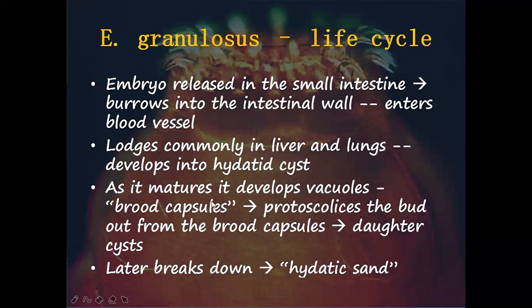Within the liver and the lungs, it matures and develops vacuoles or brood capsules. Okay. Within the brood capsules, you will have protoscoleces. Okay. And they would bud out from the brood capsule to produce daughter cysts. The daughter cysts will now be the ones that will infect your definitive host. If they remain too long and the intermediate host is not eaten by the definitive host, they will later break down and degrade and will become termed as hydatid sand.